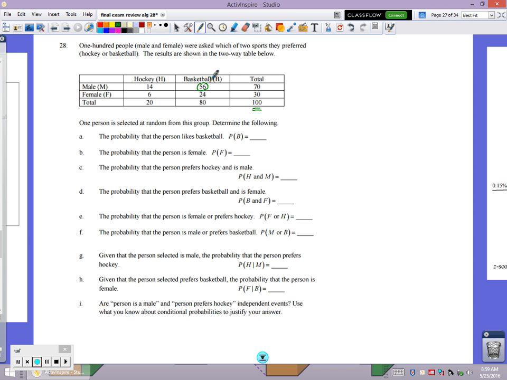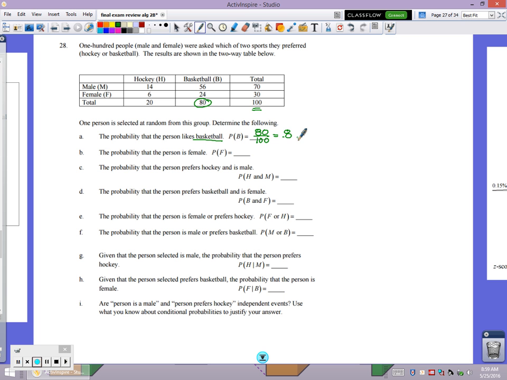That's the males who like basketball. So make sure, if it's just saying, what's the probability that a person likes basketball, period, total basketball lovers are 80 out of 100. So 80 out of 100 would be an acceptable answer. You could simplify that and say 8 out of 10.